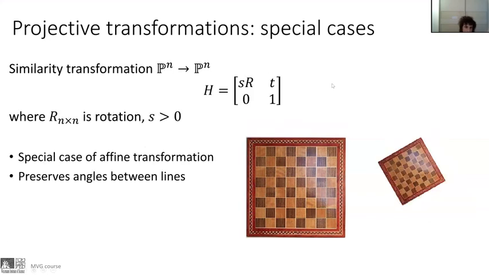Okay, let's move on. Here we have the similarity transformation. It's a more restricted transformation. R here is a rotation. S is some scaling bigger than 0.